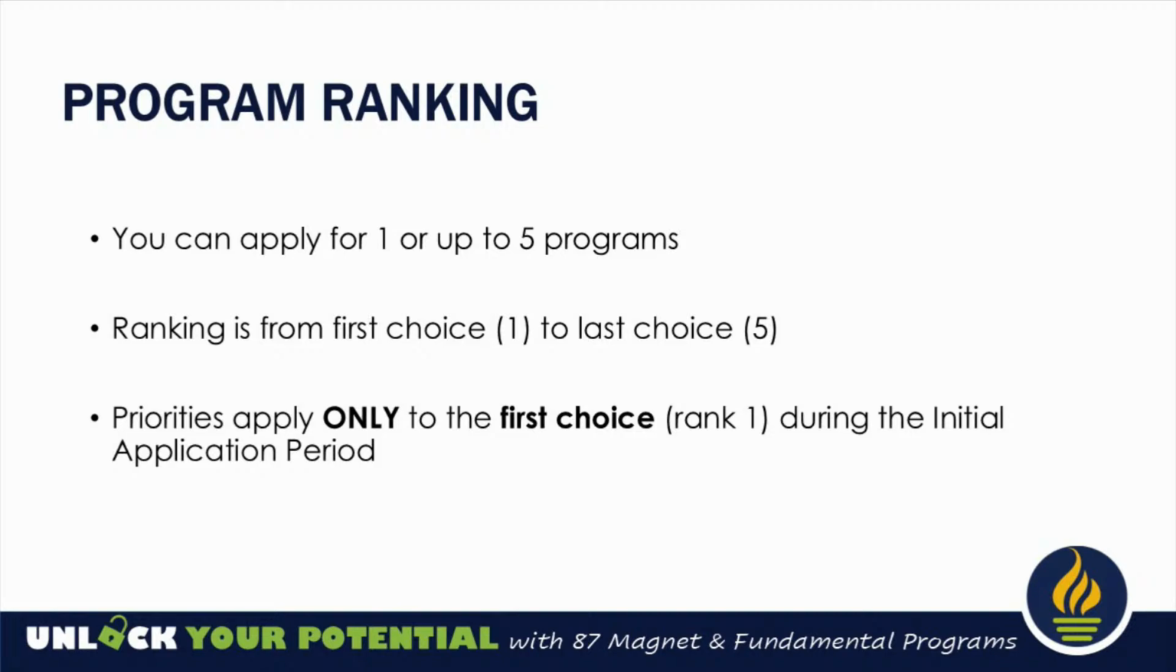But keep in mind that your ranking is from first choice to your last choice. So whatever your student's first priority is, or the one that they really would like to attend, that should be your number 1, down to number 5. If you have priorities that apply to you and your situation, they would only apply to your first choice program, which is ranked number 1, during the initial application period only. So just keep that in mind.